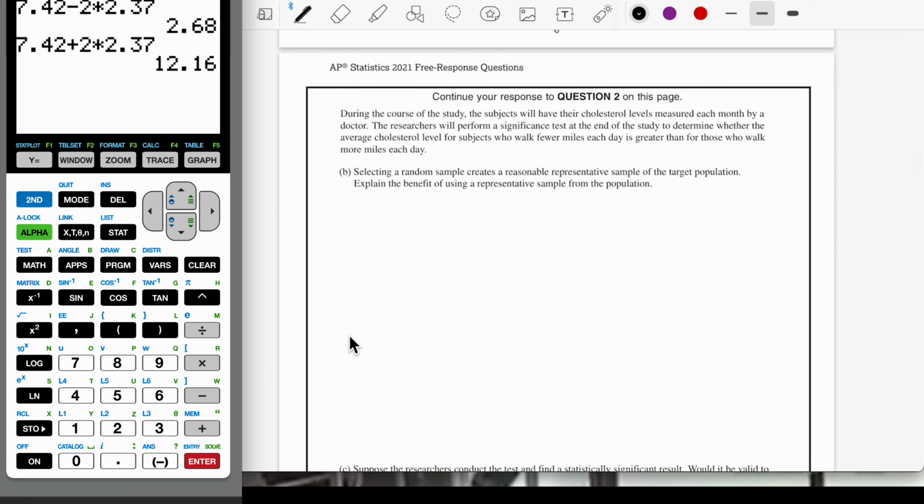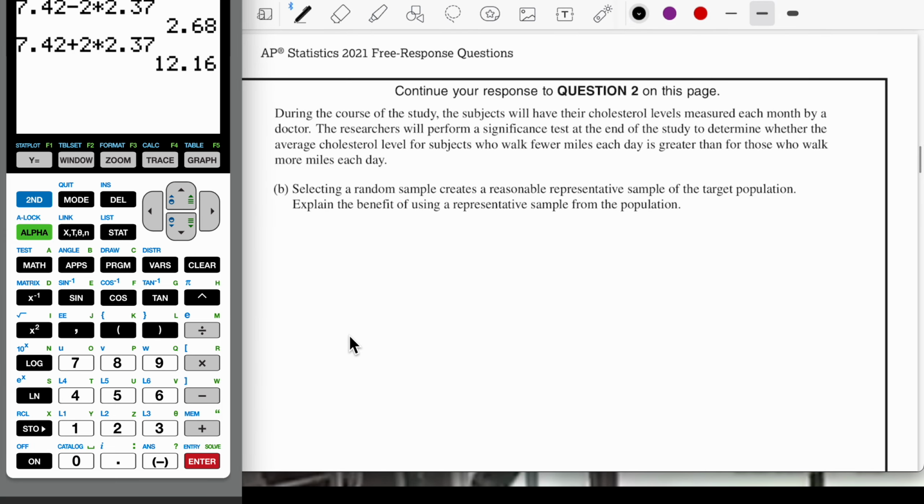During the course of the study, subjects will have their cholesterols measured each month by a doctor. The researchers will perform a significance test at the end of the study to determine whether average cholesterol level for subjects who walk fewer miles each day is greater than those who walk more miles. So fewer versus more. Selecting a random sample creates a reasonable representative sample of the target population. Explain the benefit of using a representative sample from the population.